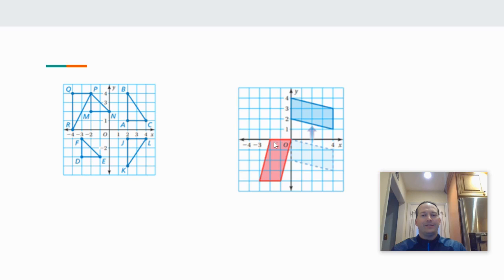So now here, if you notice, that's 2 and that's 2. Now to get from this one to that one, you go up 4 and over 1. Up 4 and over 1. So again, it's the same relation. So this and this would be congruent.